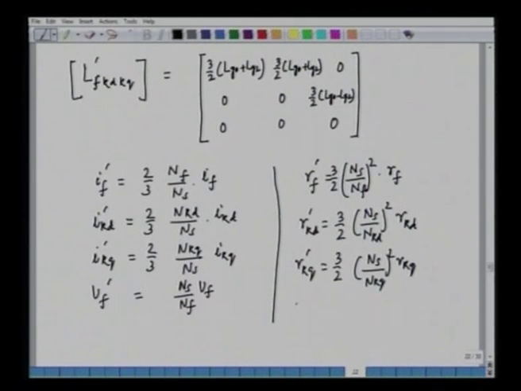The leakages are also transformed in the same way. Say for example, if I say that LLF prime, the leakage of the field winding inductance, is equal to 3 by 2 times Ns by Nf whole square into the actual leakage inductance of the field winding. So these are actually the parameters as reflected from the primary side in the dq reference frame.